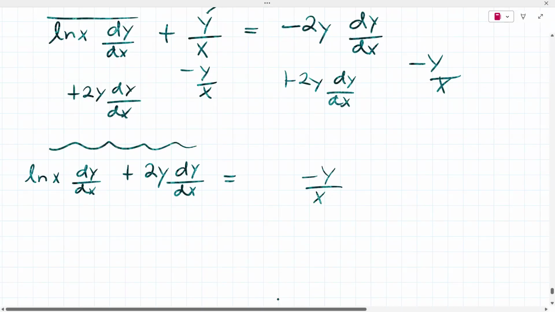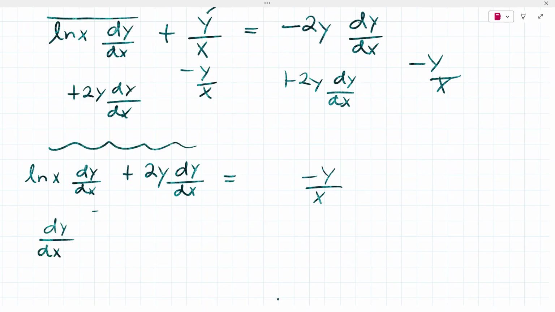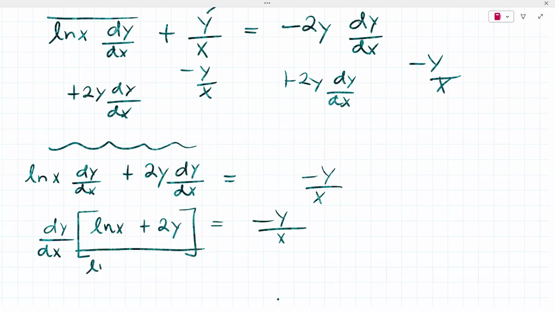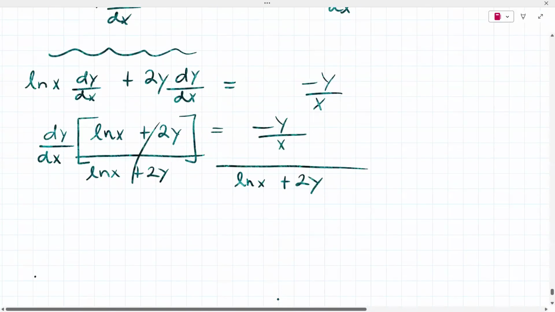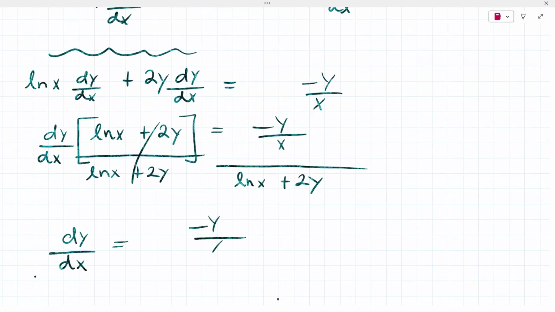Now on the left side, we have a dy dx, so you want to factor that out. This is ln of x plus 2y, and then on the right, it's negative y over x. And then solve for dy dx by dividing both sides by ln of x plus 2y. So this cancels. So you have dy dx equals negative y over x, over ln of x plus 2y.